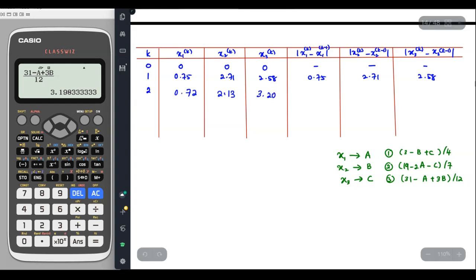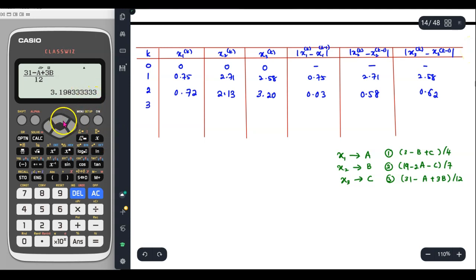And then you can check the difference between 2 consecutive x. You basically check the absolute value of 0.72 minus 0.75, so you have 0.03 here. The error for the x2 is 2.13 minus 2.71, take the absolute value, we have 0.58, and then 0.62. To decide whether we should have k equals 3 or not at the fourth row here, we need to see the maximum error out of these 3 errors: 0.03, 0.58 and 0.62. The maximum out of those 3 is 0.62. But this 0.62 is still greater than 0.05, so we need to have k equals 3.